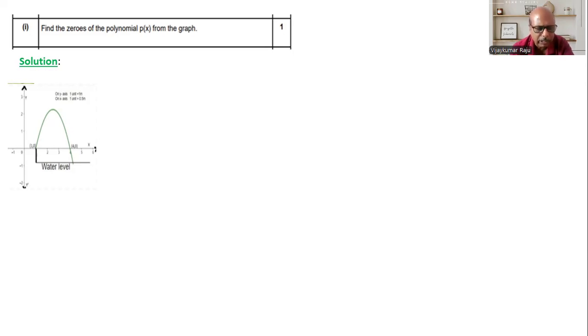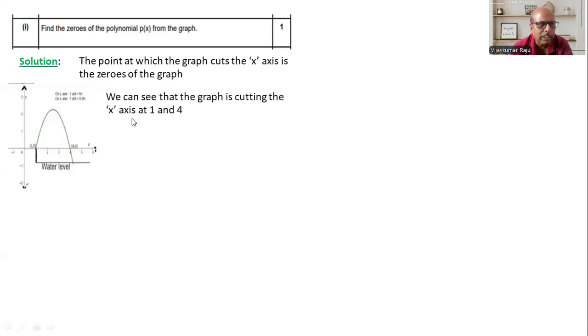We have a simple technique. See this? I have just written it here. The point at which the graph cuts the x-axis is the zero of the graph. Isn't it? The point where it cuts the x-axis is a zero of the polynomial. So it is cutting at 1 and it is also cutting at 4. So we see that the graph is cutting the x-axis at 1 and 4. That means the zeros of this polynomial must be 1 and 4. Clear?